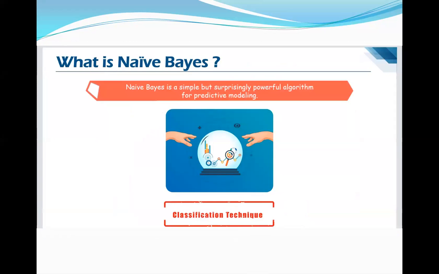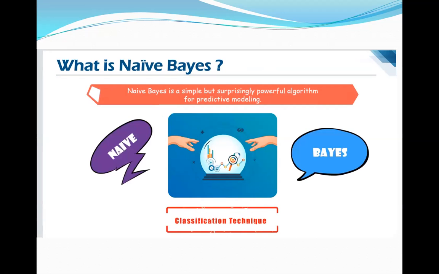So what is really happening in the naive Bayes? Naive Bayes is a simple but surprisingly powerful algorithm for predictive modeling, especially for classification techniques, we can say. This is how we define the naive Bayes classification. In naive Bayes classification, we have two important parts: one is naive and another one is Bayes.